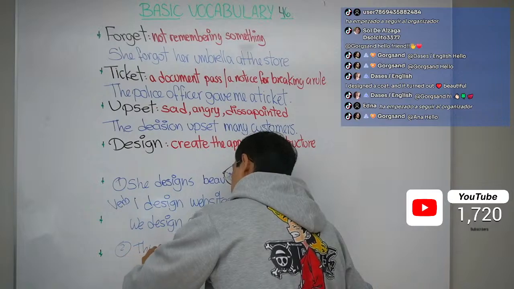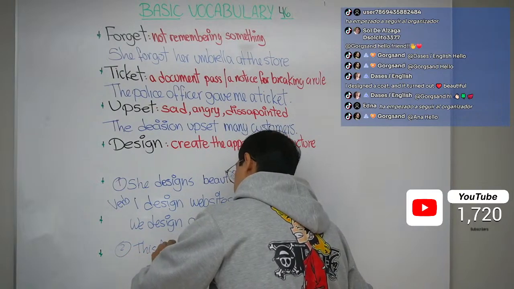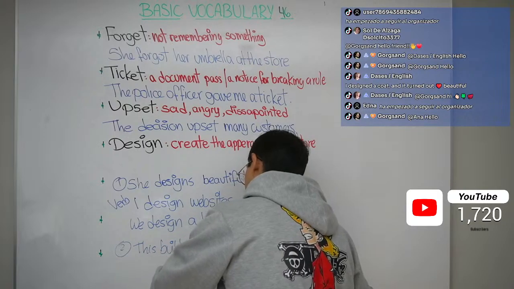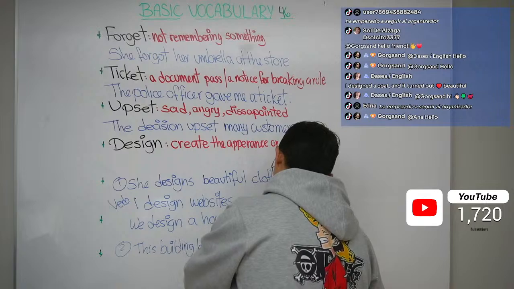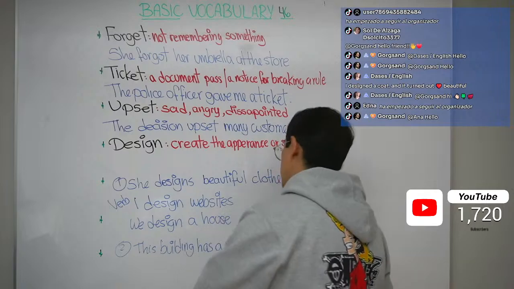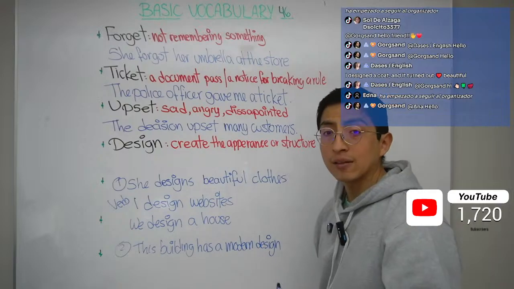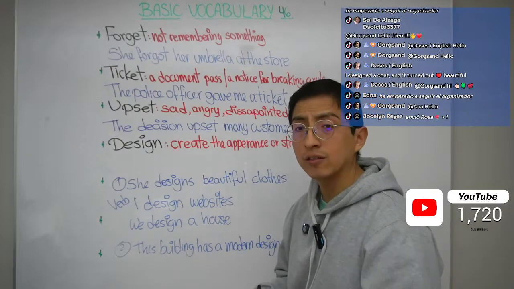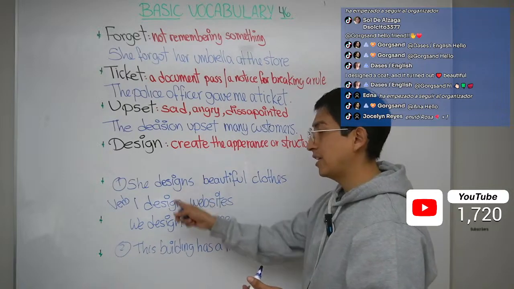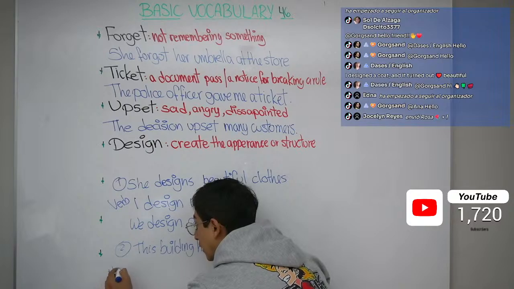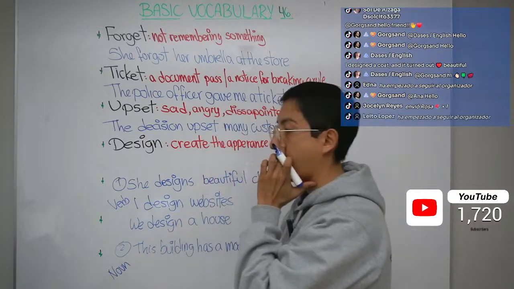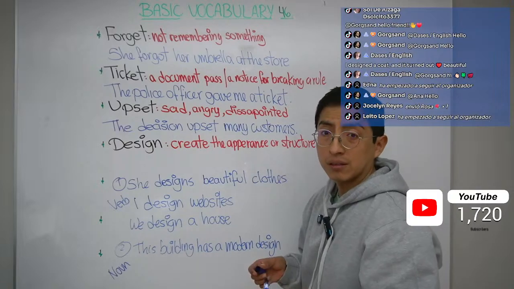Okay, this building or this house has a modern design. This building has a modern design. Now, in this case, we're not talking about the action. We're talking about the noun. Here we're using a noun. That's how you can use it.